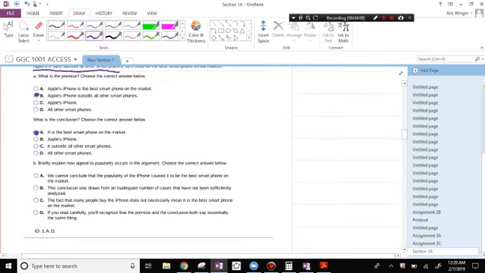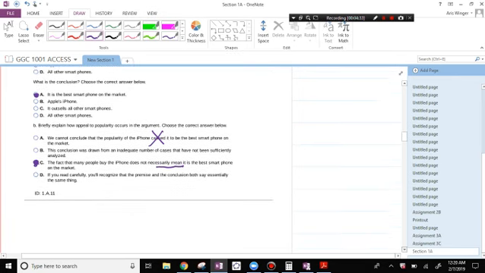Briefly explain how appeal to popularity occurs in the argument. Choose the correct answer below. We cannot conclude that the popularity of the iPhone caused it to be the best smartphone on the market. We're not really thinking about causal effects. This conclusion was drawn from an inaccurate number of cases. No, the fact that many people buy the iPhone does not necessarily mean it is the best smartphone on the market. Appeal to popularity.